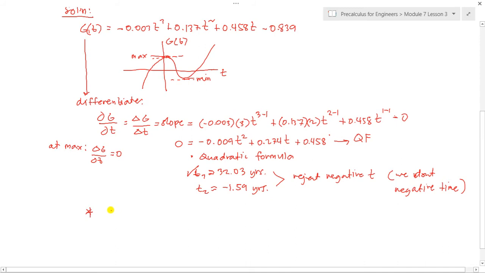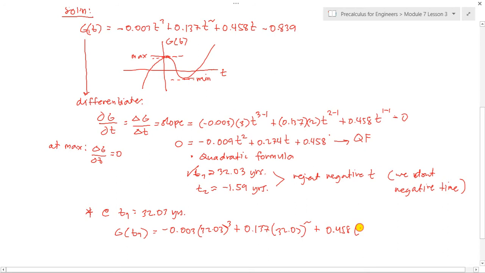Now, kung kuan pa jud ka, di pa ka sigurado nga mao ba na maximum value, then you can substitute both times here. So at T1 is equals to 32.03 years, so that is G of T1 is equals to negative 0.003 times 32.03 cube plus 0.137 times 32.03 squared plus 0.458 times 32.03 minus 0.839.